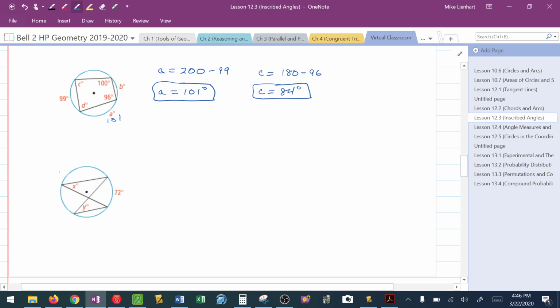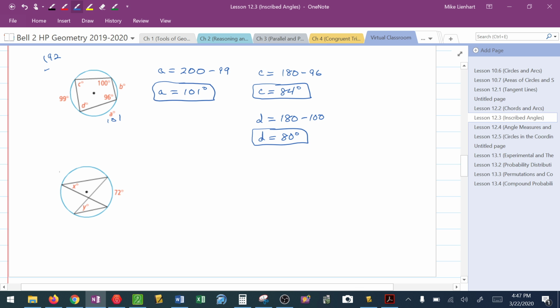And I also know D, its opposite angle is 100, so 180 minus 100, angle D would also be 80 degrees. All right? So now with all that given information, let me see what I can deduce here. Well, I know that if this angle is 96 degrees, then its arc is 192.